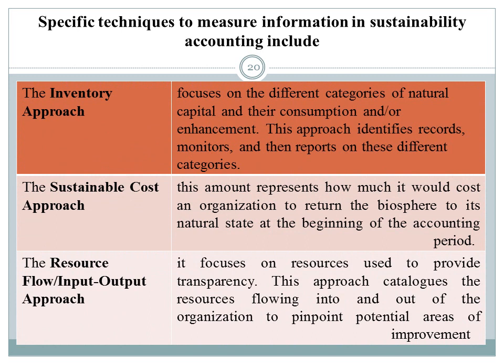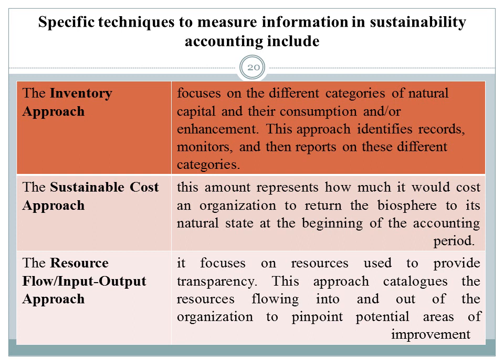Number 1, the inventory approach focuses on the different categories of natural capital and their consumption and enhancement. This approach identifies, records, monitors, and reports on these different categories. Number 2, the sustainable cost approach. This amount represents how much it would cost an organization to return the biosphere to its natural state at the beginning of the accounting period.